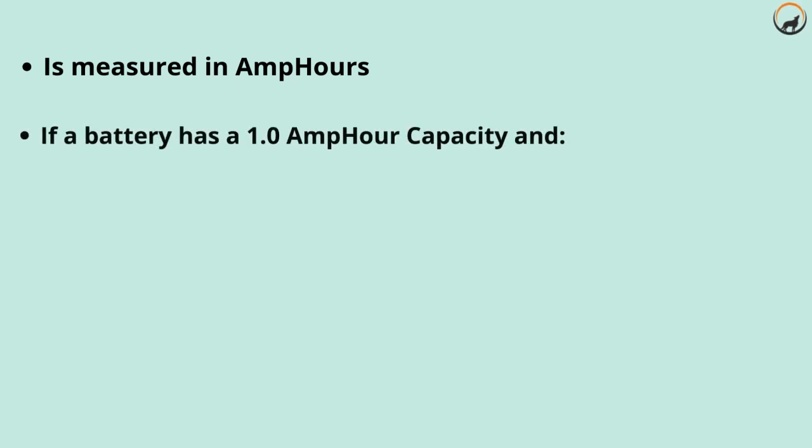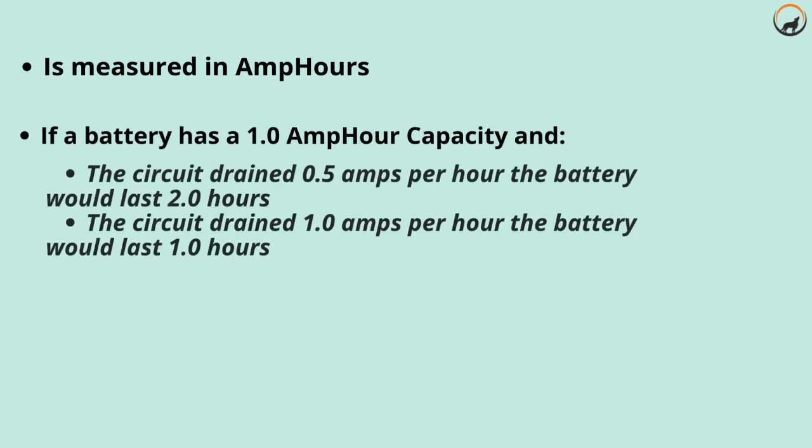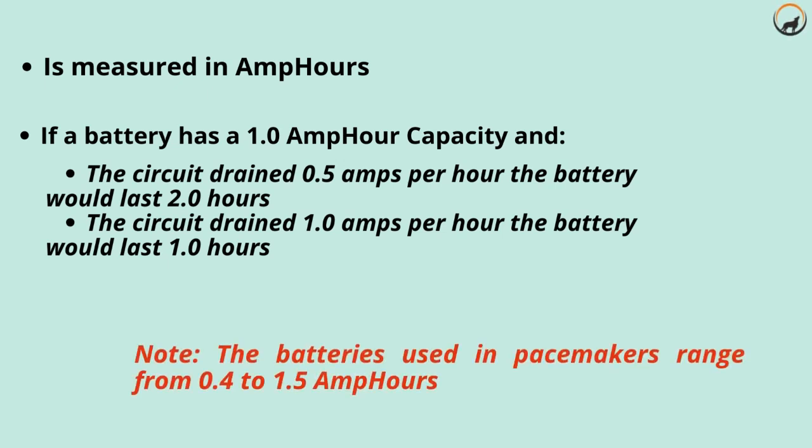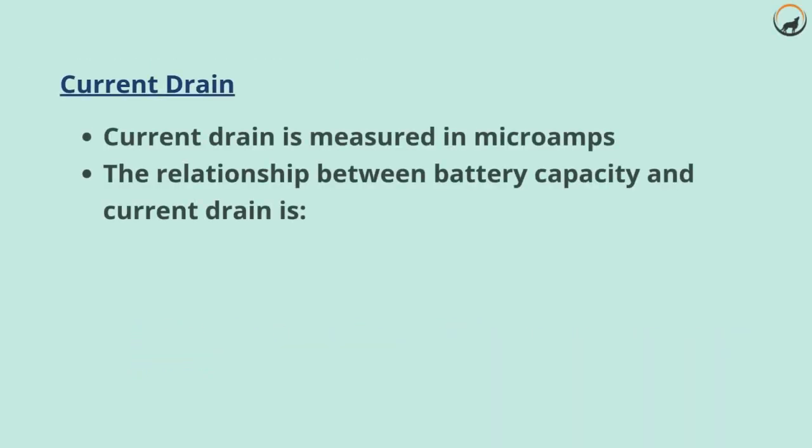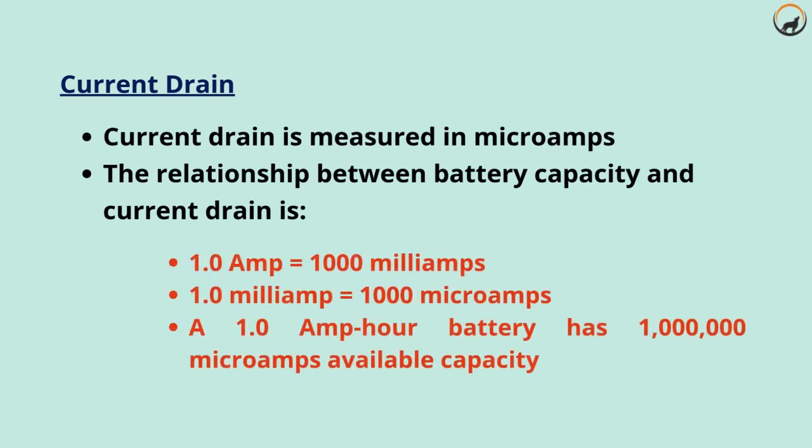If a battery has 1 amp-hour capacity and the circuit drains 0.5 amps per hour, the battery would last 2 hours. If the circuit drained 1 amp per hour, the battery would last 1 hour. The battery used in pacemakers ranges from 0.4 to 1.5 amp-hours. The current drain is measured in microamps. The relationship between battery capacity and current drain is that 1 amp is equal to 1000 milliamps, whereas 1 milliamp is equal to 1000 microamps. A 1 amp-hour battery has 1 million microamps of available capacity.